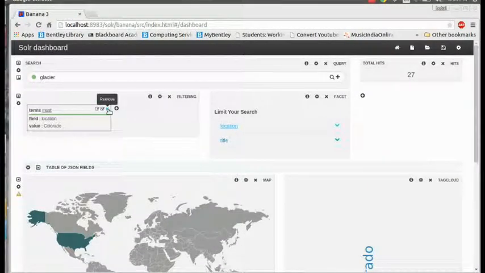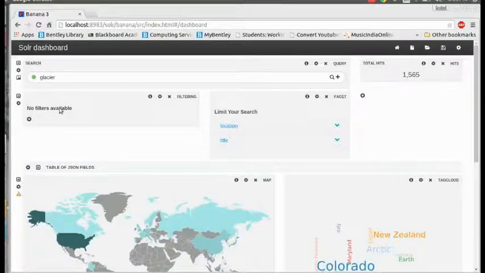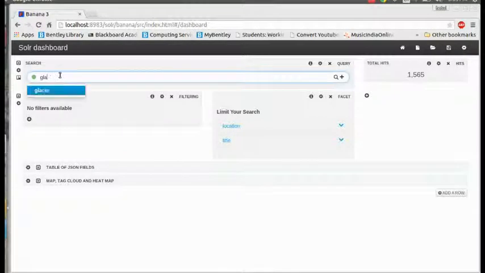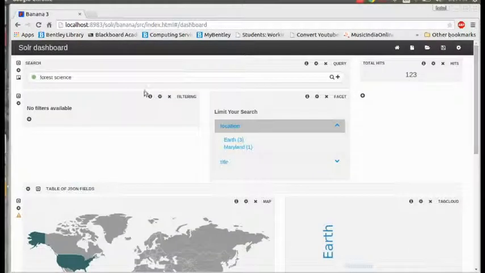And now we go to the third query. So say instead of glacier, we type in forest science over here, and then it gives us, say, 123 results, and the information is displayed in the various panels.